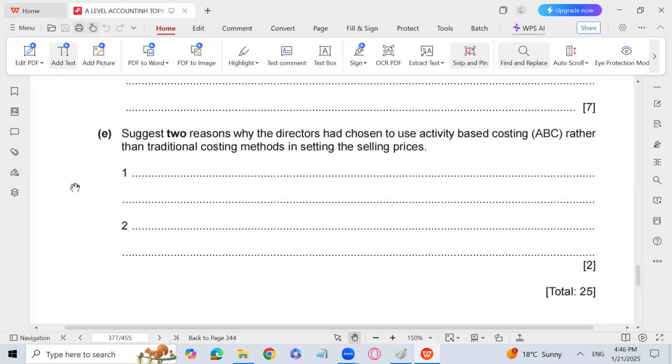State the reason why the directors had chosen to use activity based costing rather than traditional costing system in setting the selling price, because it gives you more accurate cost, right? It gives a better estimation because the cost is consumed through activities. And when you have a high percentage of overheads in relation to direct cost, then activity based costing is a better measure. And when different types of products are also used, then again activity based costing is a better measure to apportion overheads in comparison to traditional costing method or absorption costing method, because both the things are basically the same. Okay, so this is the question we have done.